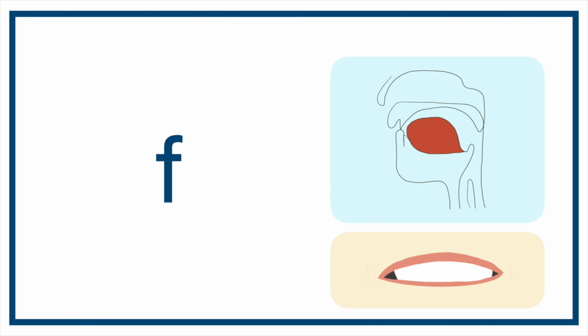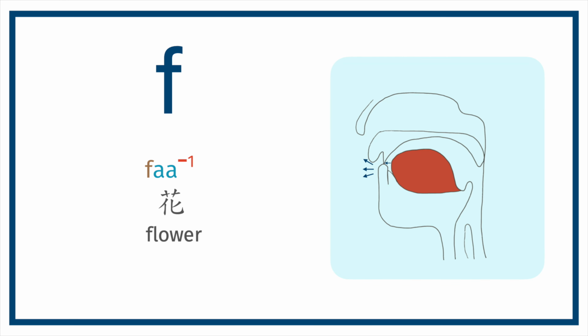F is pronounced with upper teeth and lower lip. First, put your upper teeth on the lower lip, block the air with your teeth, then force the air to go through the narrow channel between your upper teeth and lower lip. F, f, fa, fa. Okay, we finished the first group.